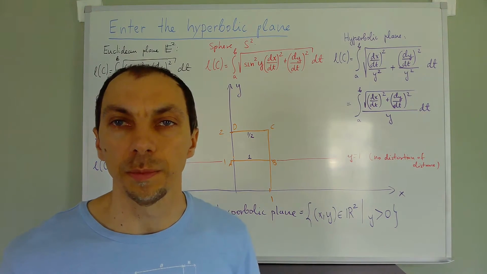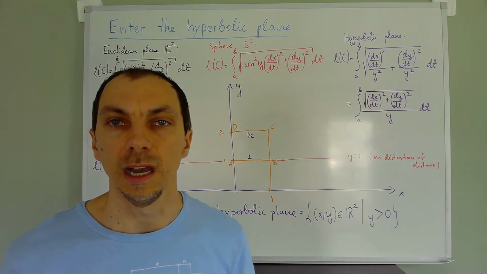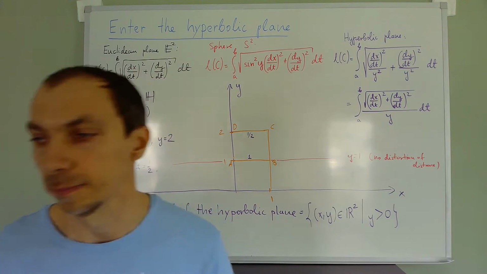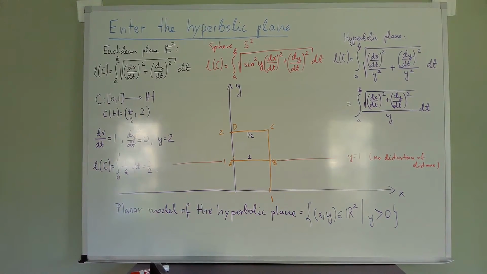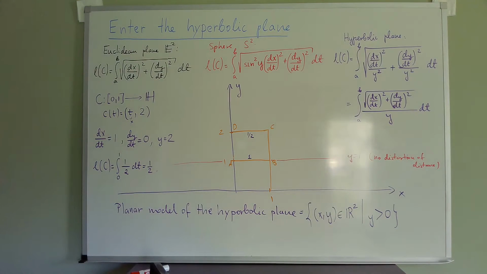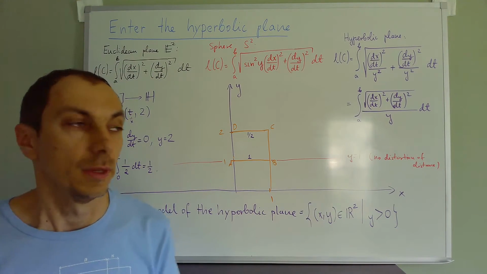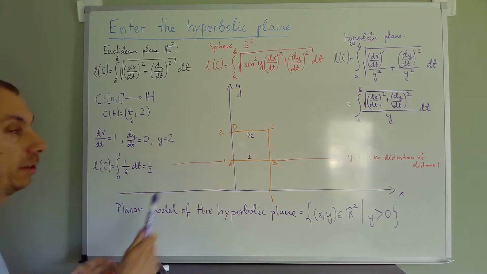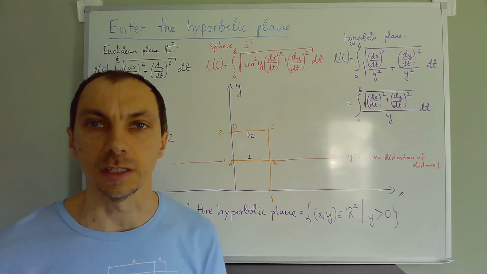So as you move up, the horizontal lengths become smaller. Let's then try to compute the vertical distances here.